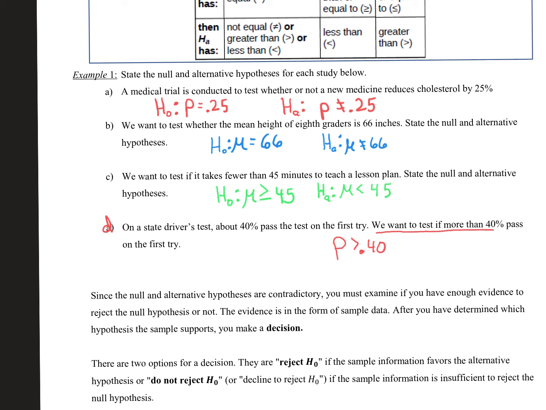Now, of course, there is no equal sign here. So what does that mean? That means that the alternative hypothesis is our claim. The null hypothesis will be the exact opposite. And this is how we set up our alternative and null hypothesis at the very beginning of the hypothesis tests.